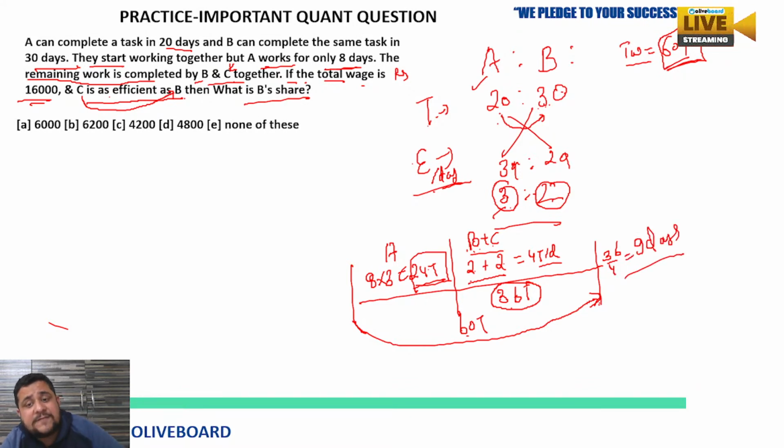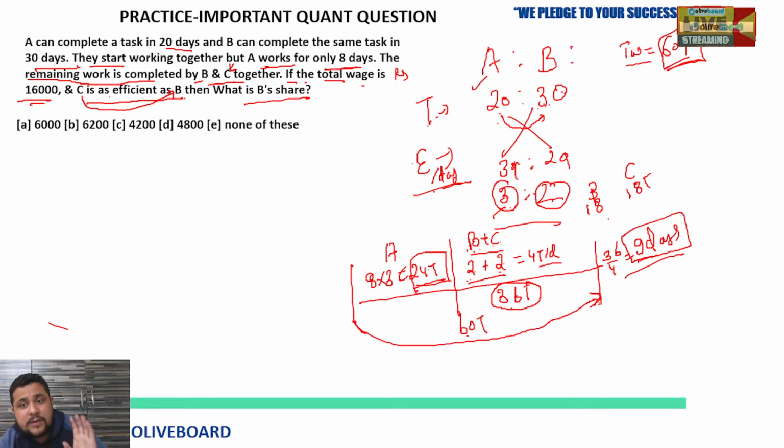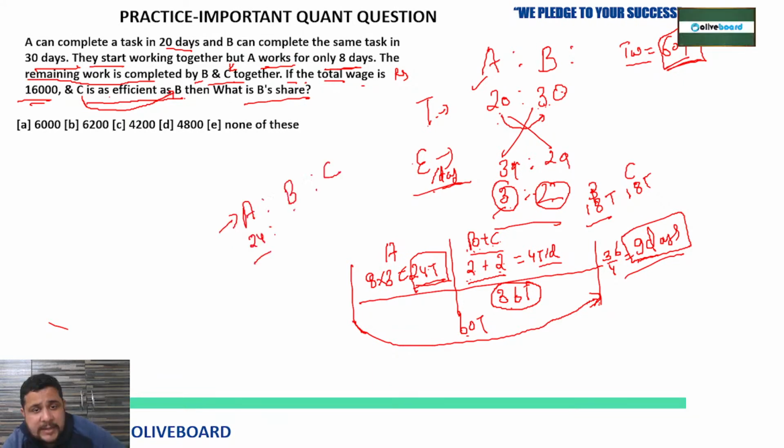But see, they are working till 9 days. So B and C, their efficiency is the same, means they will do the same amount of work. 18 cups of tea will be finished by B, then C will also finish the same cups of tea because their efficiency is similar and they worked for the same time. Okay, so 18 cups of tea. So now we have the amount of work completed: B finished 18, C also finished the same 18.